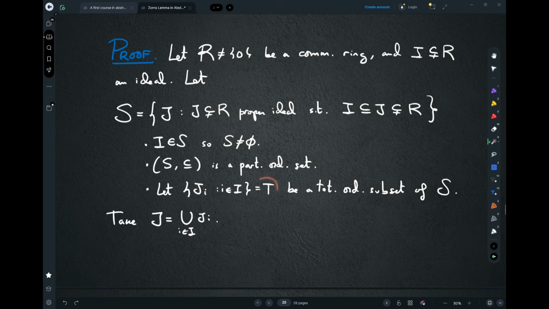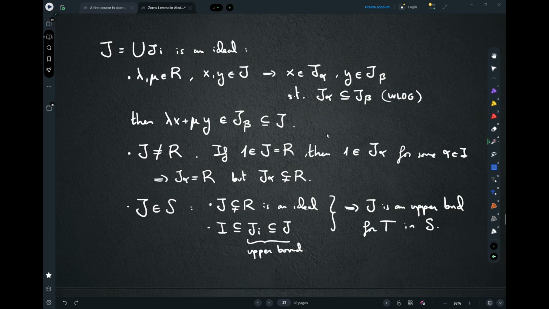So take T to be a totally ordered subset of S, so some ideals that are totally ordered. And I claim that J, the union of all the Ji's, is an upper bound for T. So to prove that J itself is an upper bound, we need to first of all prove that it is an ideal. So take lambda and mu to be constants in the ring R, and x and y to be in J. Since J is a union of ideals, then x has to be in one of them and y has to be in another one.